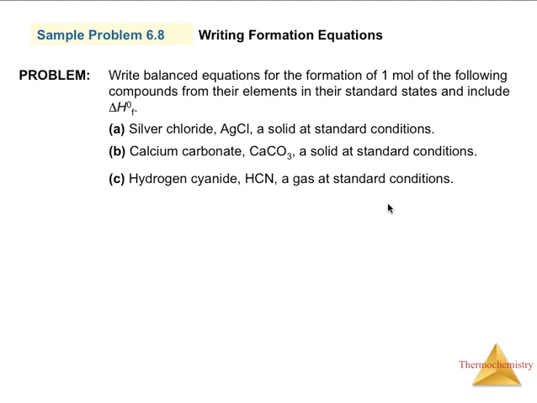Okay. So let's just do a couple of examples to finish out this section. We're going to write the balanced equations for the formation of 1 mole of the following compounds from their elements in their standard states and include delta H 0 of formation. Pause the screencast and try to do this yourself, and then we'll look at the answers.